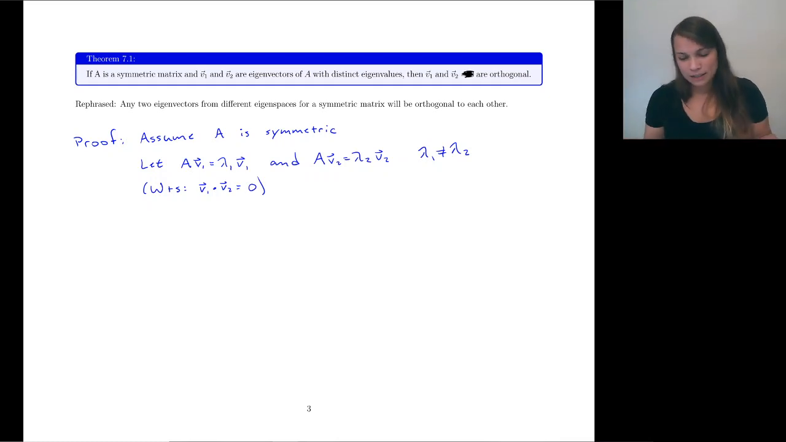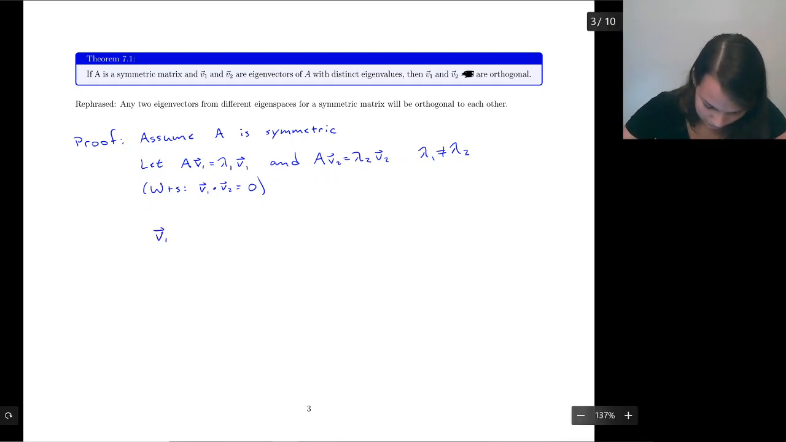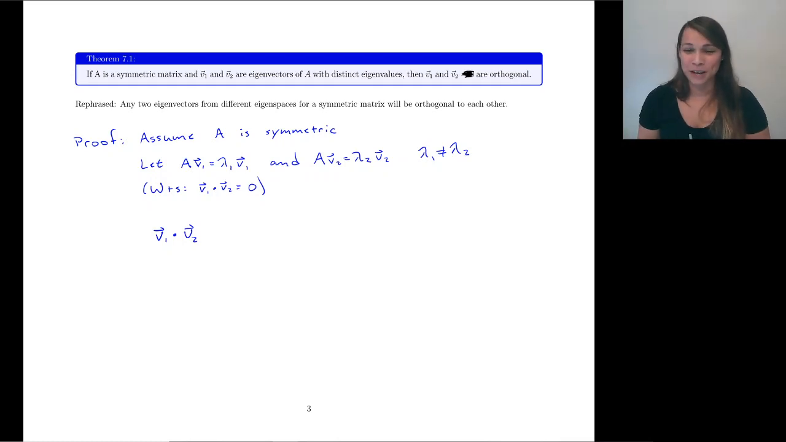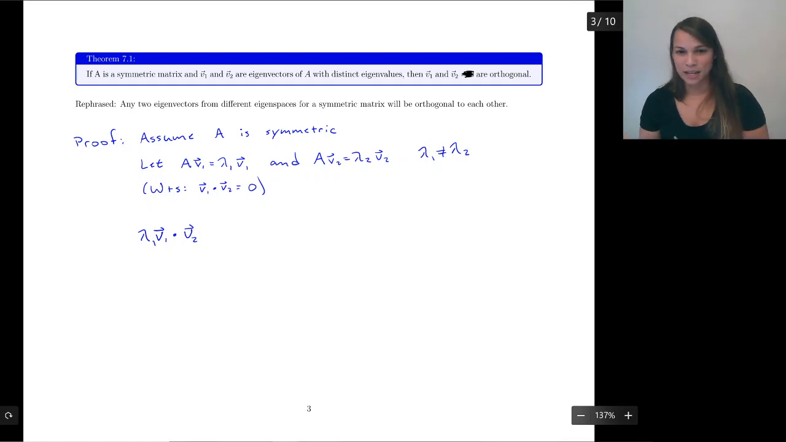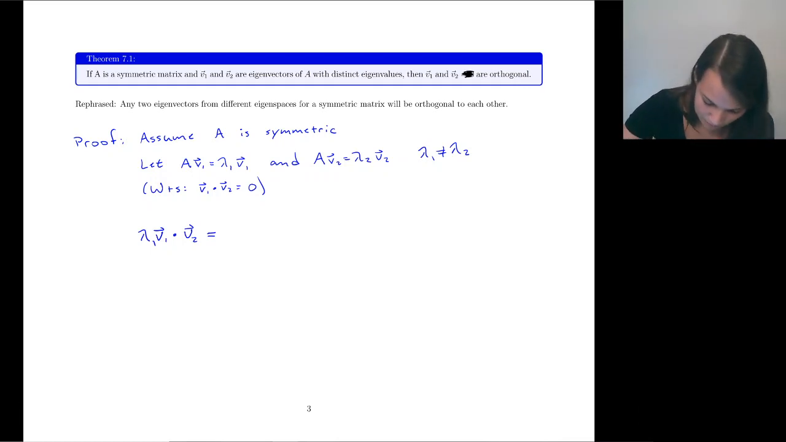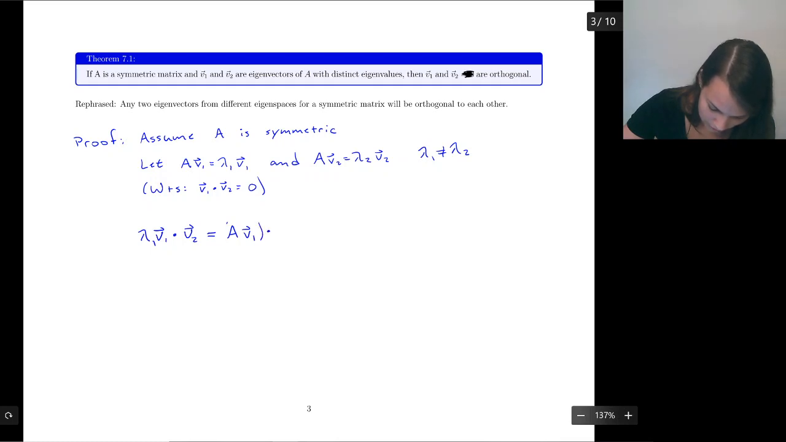How do we do that? Well, let's just start with the dot product. Okay, there's our dot product. We can't really say much about it. I only really know things about my eigenvectors when I've multiplied by an eigenvalue. So let's do that. Let's start with lambda 1 times v1 dotted with v2. Now, that's a thing I can deal with. I know things about that because eigenvector stuff is being applied.